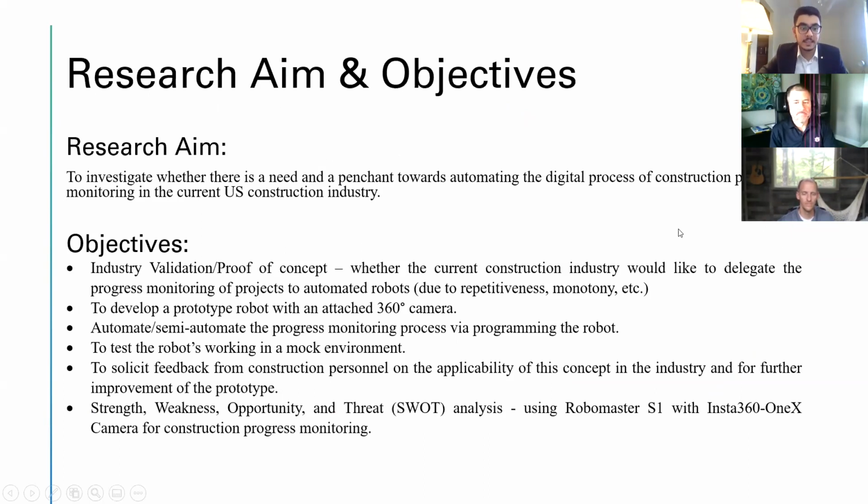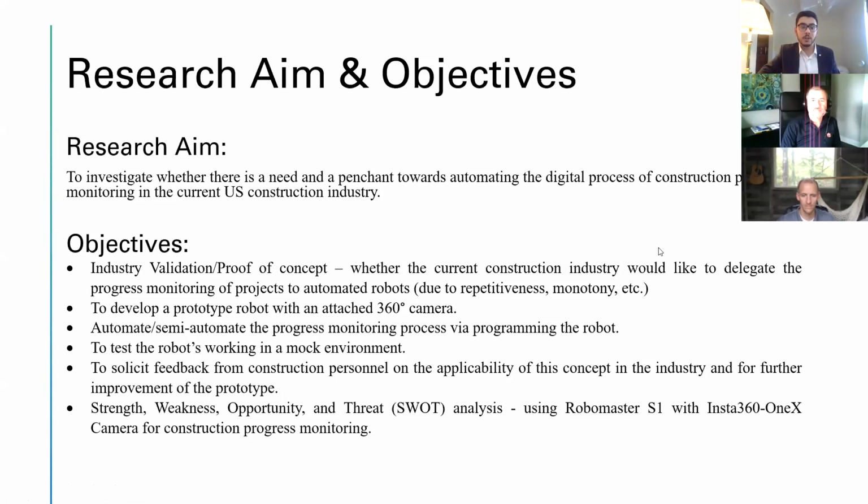And then we had 6 objectives that we formulated from that. The first one comes from the aim: industry validation of proof of concept, whether the current industry would like to delegate progress monitoring of projects to automated robots due to repetitiveness or monotony. From then on, how do we do this proof of concept or this industry validation? The next steps were the methodology of how we ended up doing it.